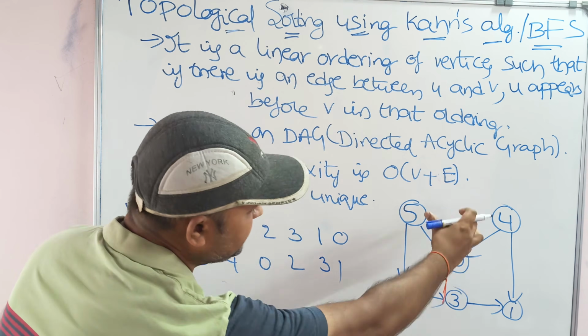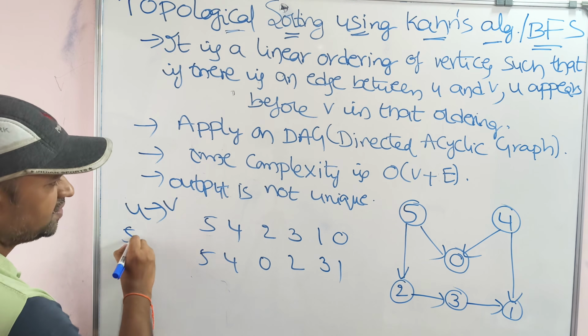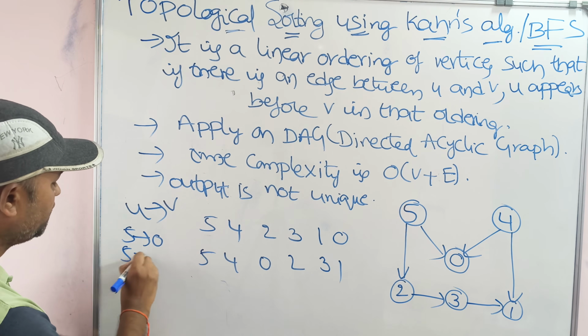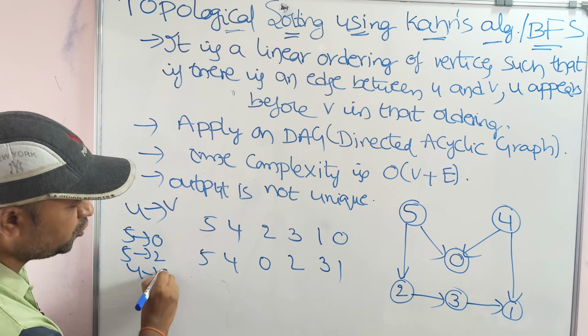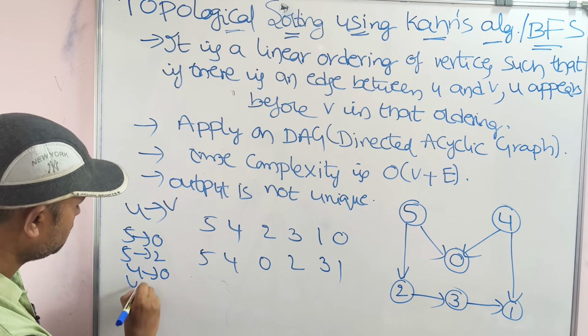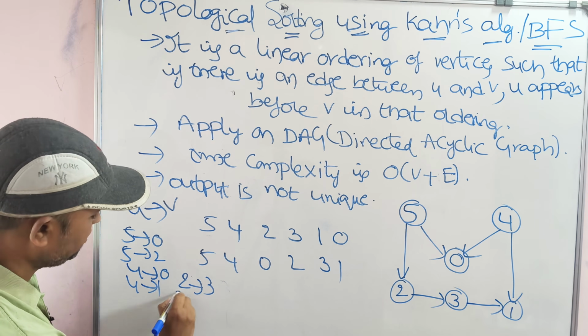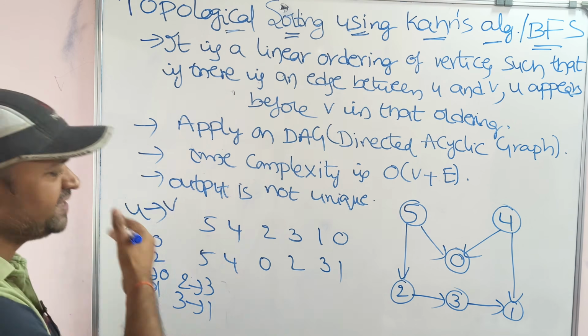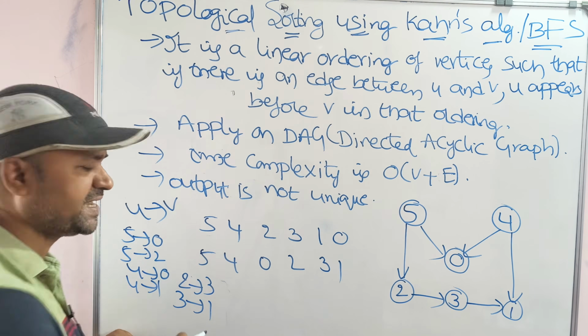In this graph, we have a total of 6 edges: 5 to 0, 5 to 2, next 4 to 0, next 4 to 1, next 2 to 3, and 3 to 1. So let's check whether our outputs are correct or not. This is the first output, this is the second output.